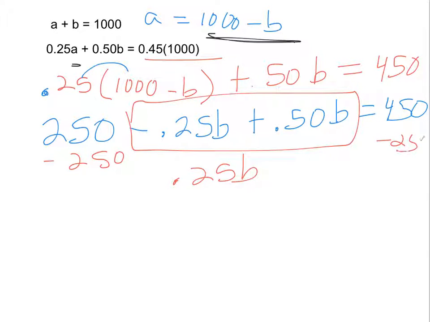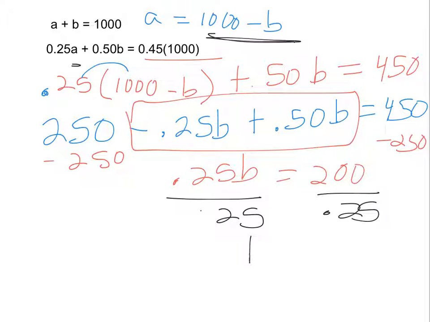This is a river problem, so it equals 200. So at this point, we can go ahead and divide by 0.25, divide by 0.25, and for alloy B, once I do the math, I'm going to find that I have 800. And so that means we have 800 grams of alloy B.